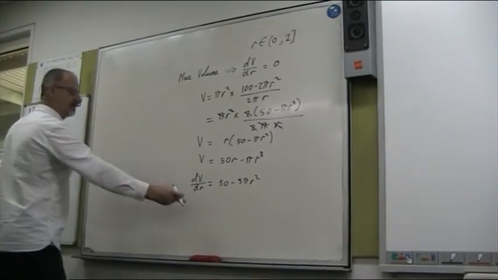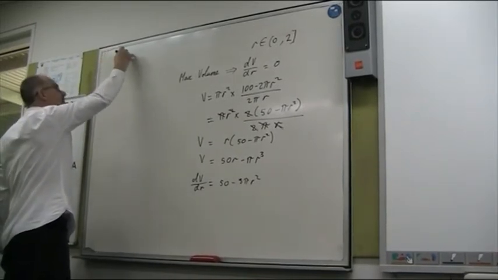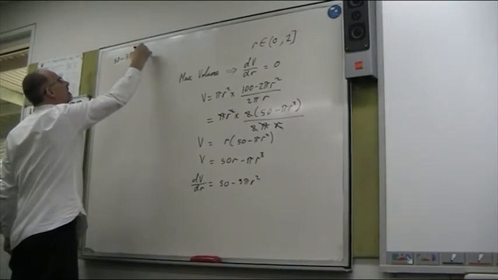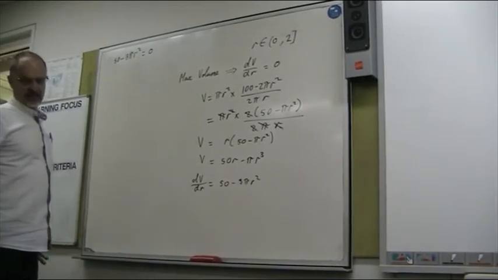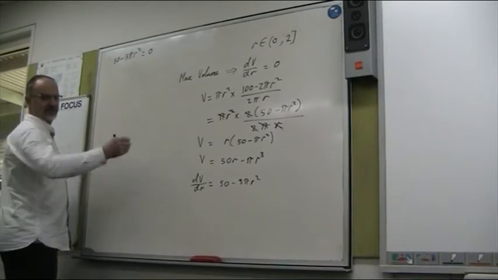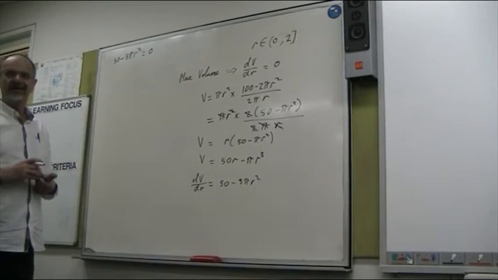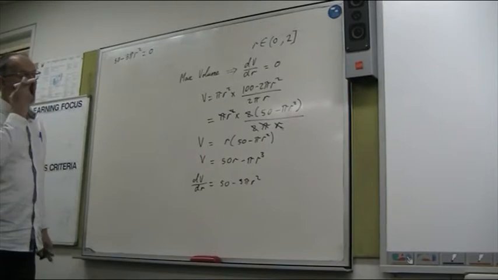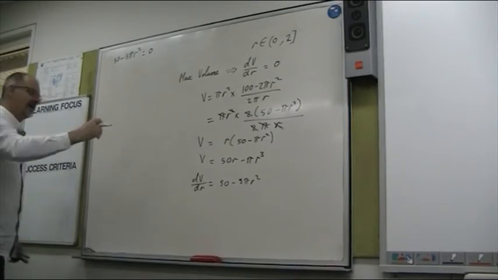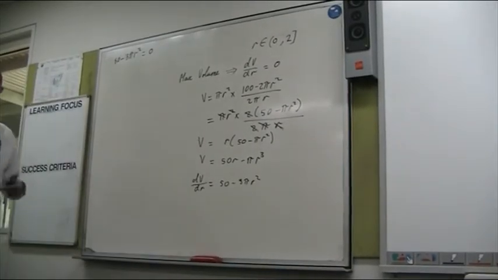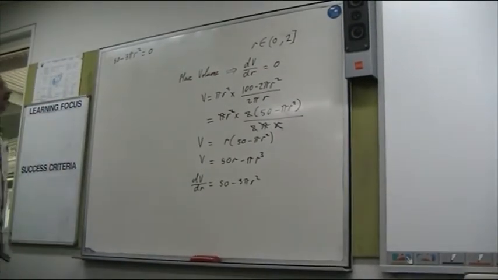Alright, so when that is equal to 0, we've got 50 minus 3 pi r squared equaling 0. Do a bit of rearrangement there. Are we still going with that same question? We're still going with that same question, because we need to find the radius where the maximum volume is, so that we can then put that in to here to find the maximum volume. So the maximum volume occurs when dV/dr is equal to 0.